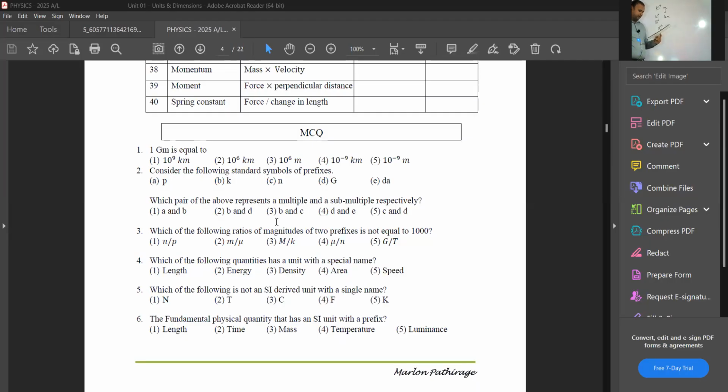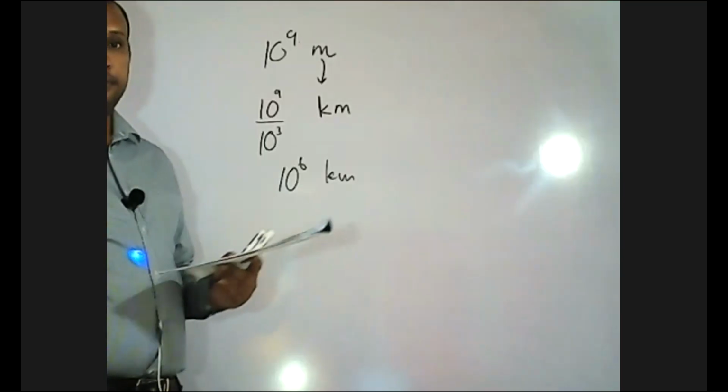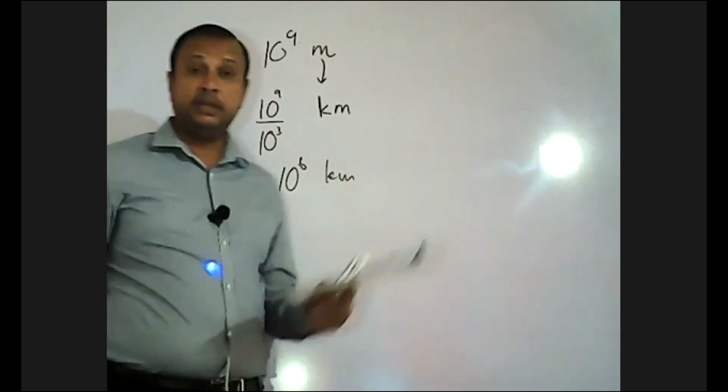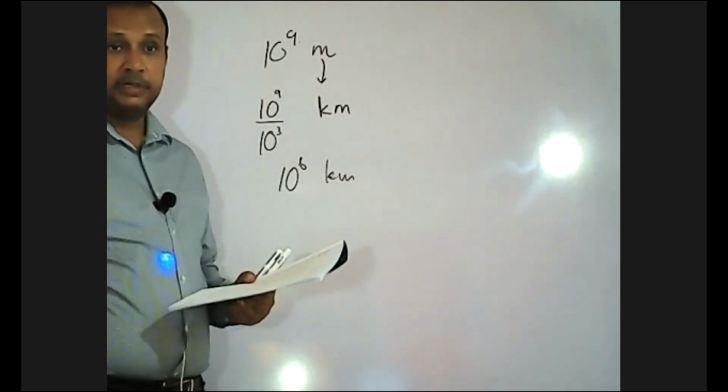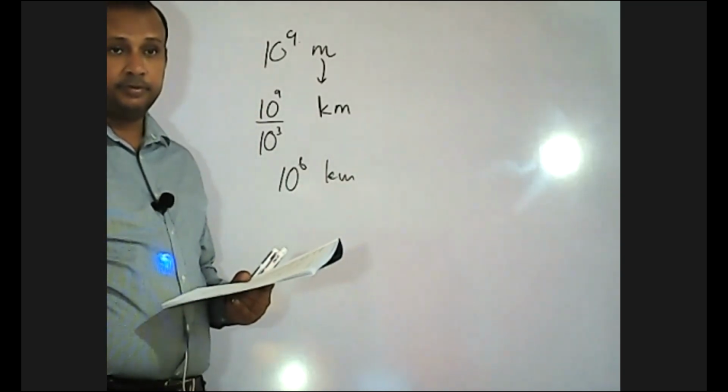Which of the following ratios of magnitude of two prefixes is not equal to 1000? Not equal to 1000. So what is the answer for question number 3?